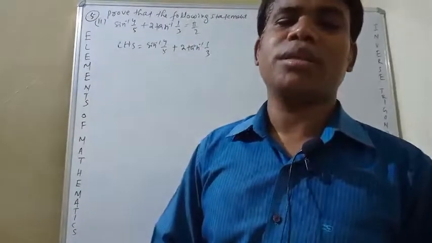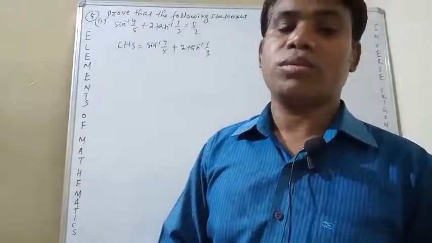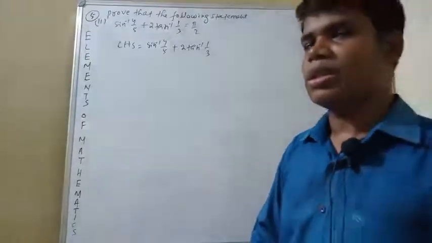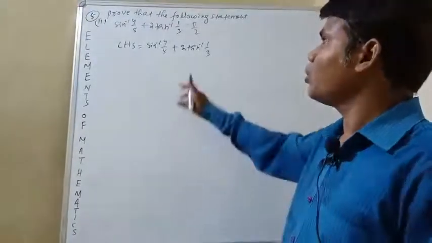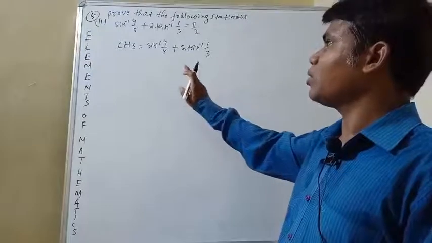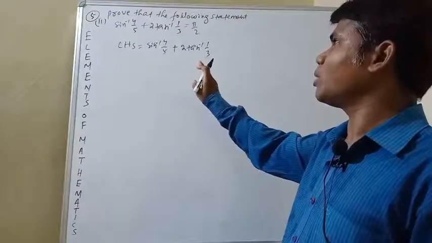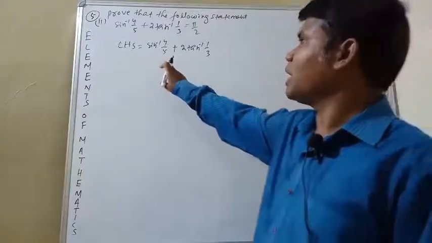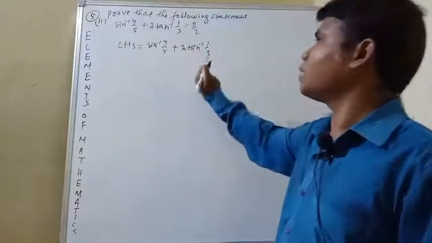I am Pavitra Monaik. Today I will discuss some problems of inverse trigonometric functions. The question given is: prove that sin inverse 4 by 5 plus 2 tan inverse 1 by 3 is equal to pi by 2. LHS is equal to how much? Sin inverse 4 by 5 plus 2 tan inverse 1 by 3.